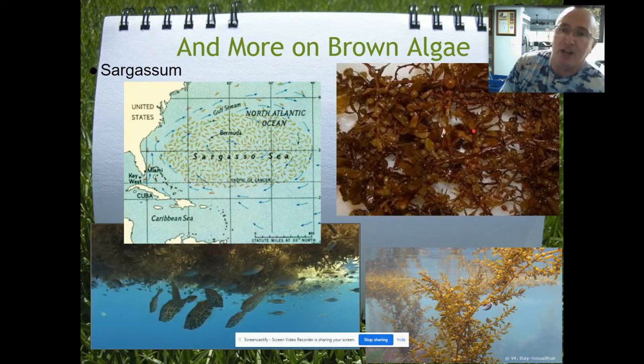Now, we talked about gyres earlier in the year, these circular currents that flow in a circle clockwise in the northern hemisphere and counterclockwise in the southern hemisphere. And this part right here we know as the Gulf Stream. Each section has different names. It's the North Equatorial Current.